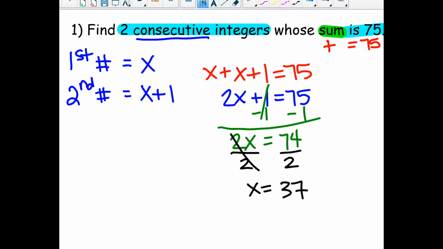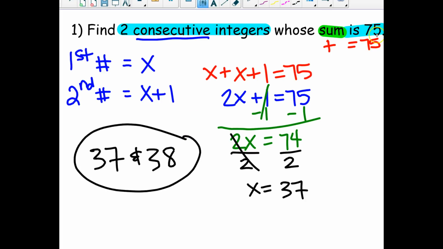Okay, so that means that one of my integers is 37. That's what x is. So to find my second number, I have to add 1. So 37 plus 1 is 38. And I would always go back and double check my work. Their sum should be 75. If I add together 37 and 38, I do indeed get 75.